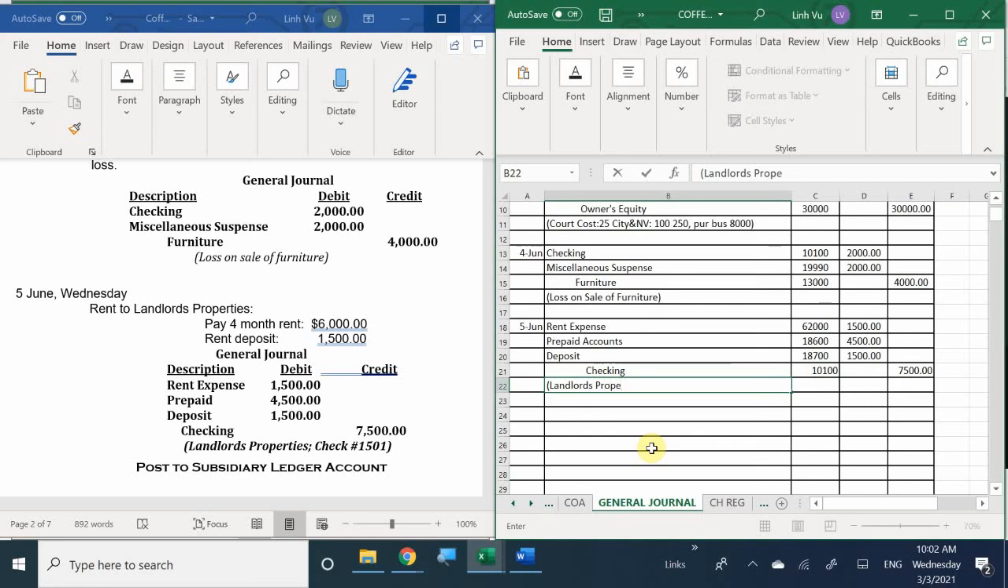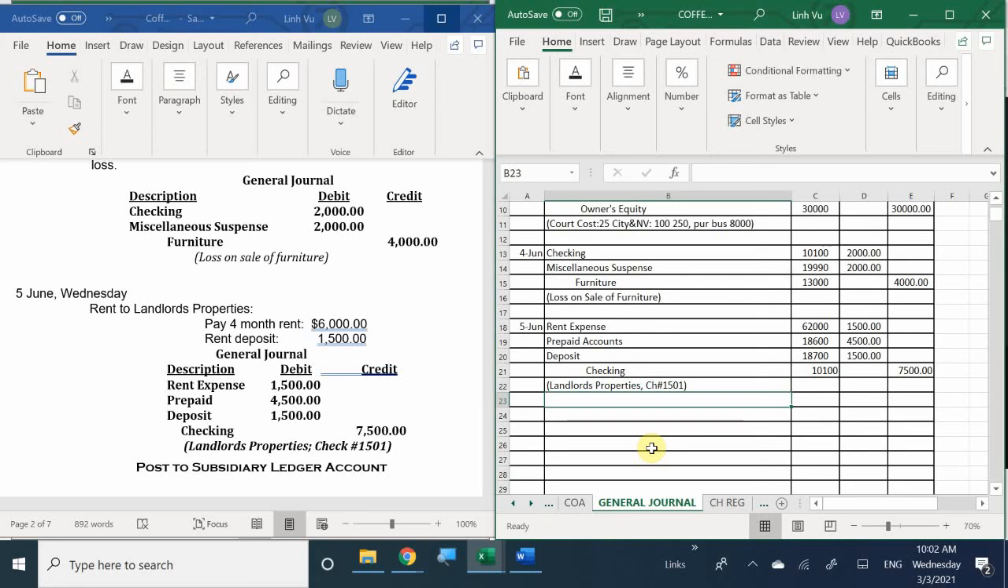Properties is the vendor I'm dealing with. Okay, and I wrote check number 1501. Okay, that should be good enough information. But once we move into purchasing like inventory or something, that's where you could be a little more specific.